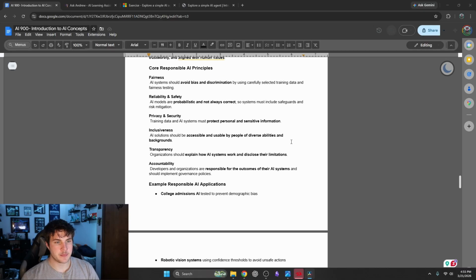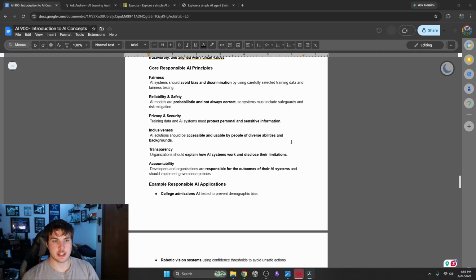Reliability and safety. AI models are probabilistic and not always correct, so systems must include safeguards and risk mitigation. Privacy and security. Training data and AI systems must protect personal and sensitive information. Inclusiveness. AI solutions should be accessible and usable by people of diverse abilities and backgrounds.